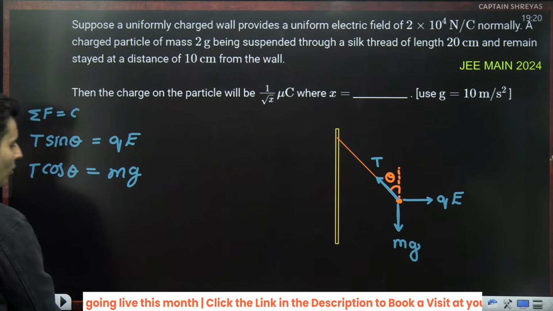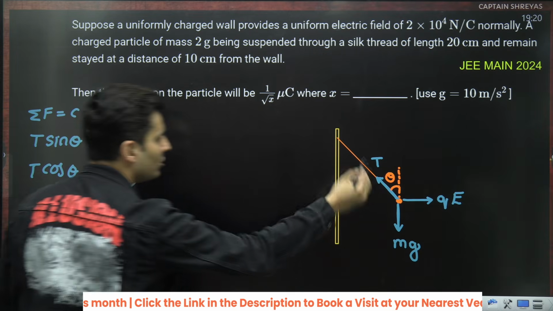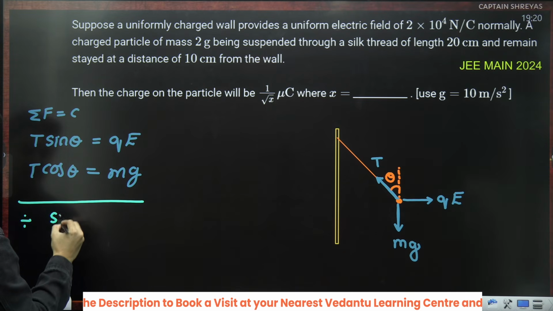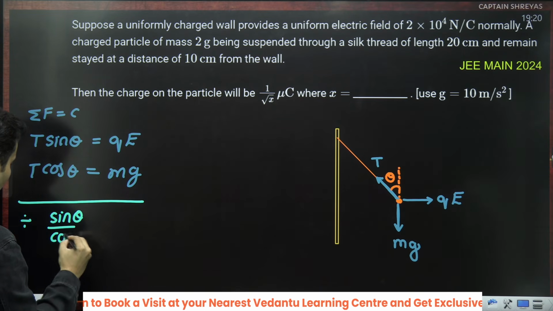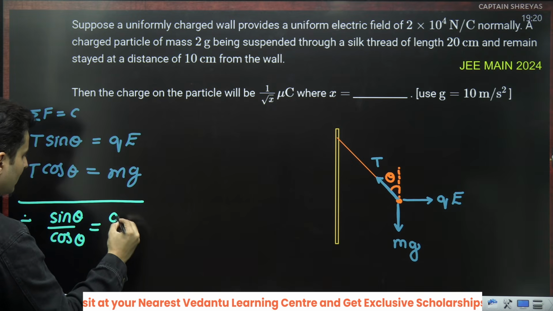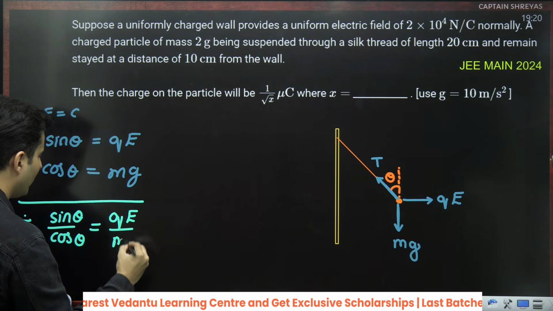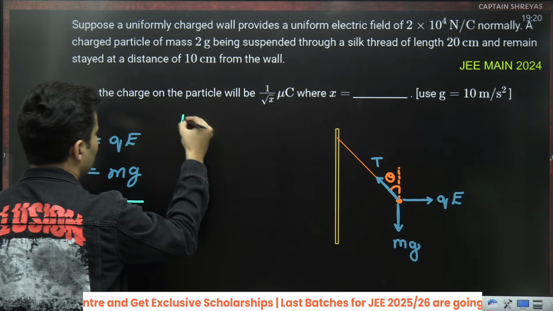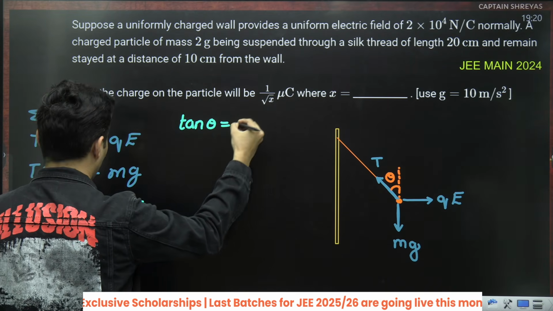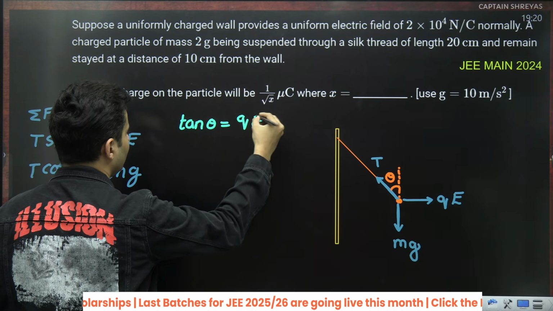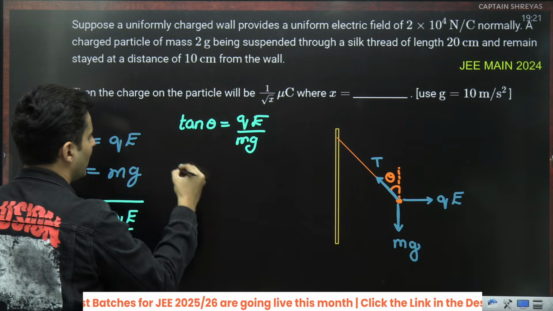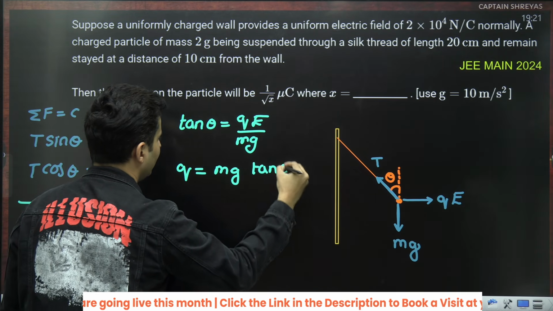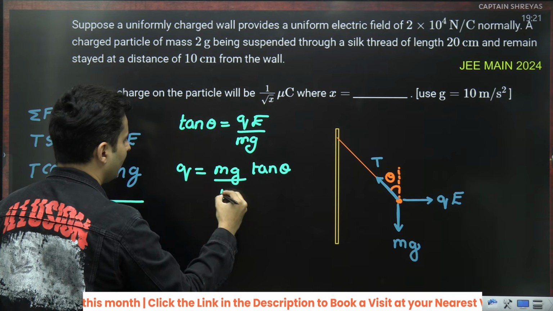What should be our next step? You just divide these two expressions. So dividing both, I will get sine theta by cos theta; tension cancels, and it is nothing but QE divided by mg. Sine theta by cos theta is nothing but tan theta. So tan theta is QE divided by mg. Therefore, Q will be mg tan theta divided by the electric field.